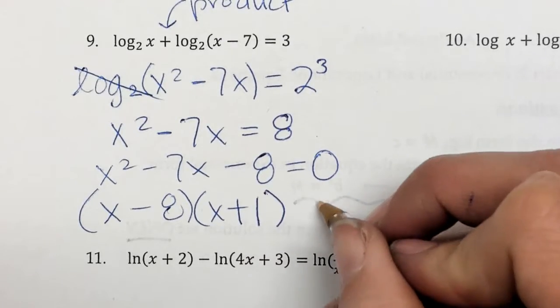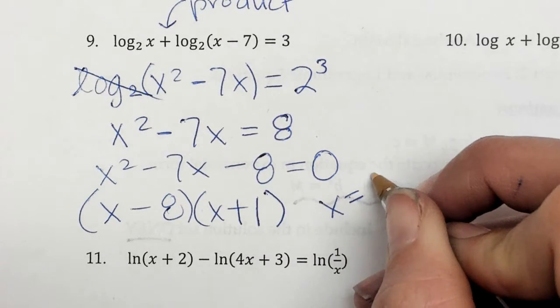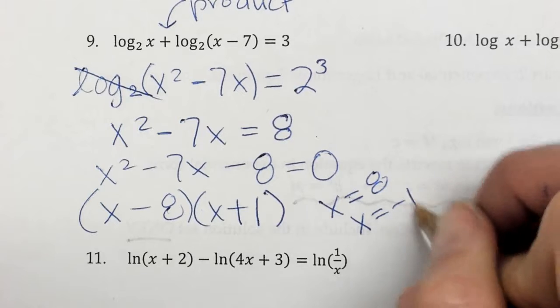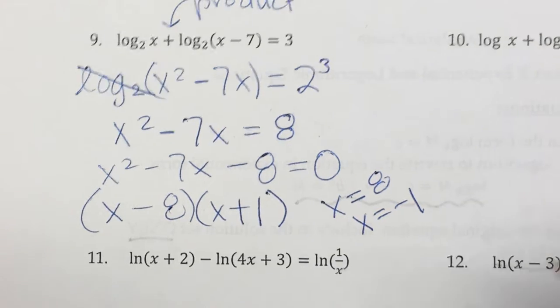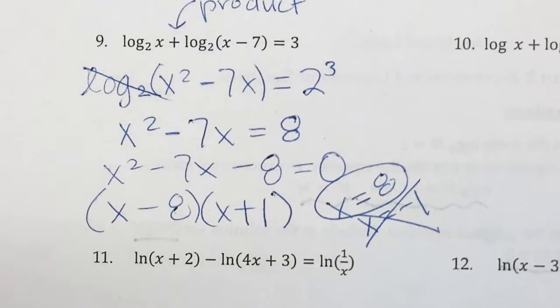What are my answers? 8 and negative 1. Are these both going to work? Take a look. Well, it's not necessarily if it's negative, but if we plug this in right here, it'd be log 2 of negative 1. Can we have that? No. That's why it doesn't work. So mark that one out. You only have one solution, and it's x equals 8.